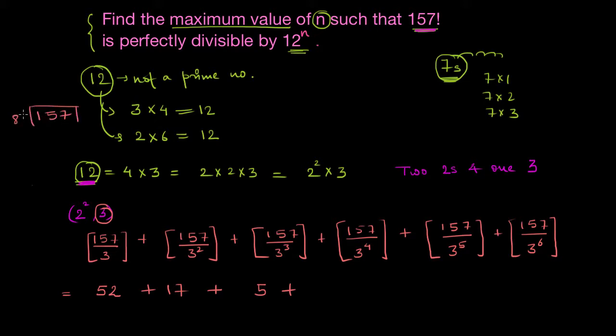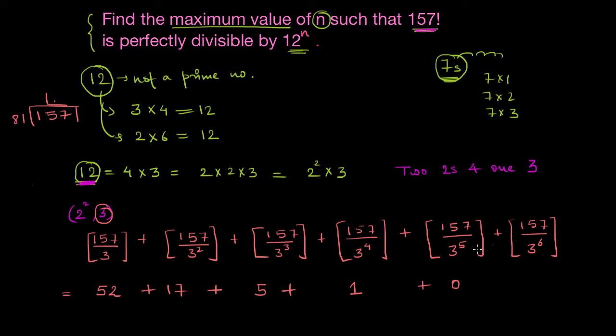157 divided by 81. If I take 2, this will be 162, so I cannot take that. So this value will be 1 point something, and the greatest integer will be 1 itself. If I reach 3 to the power 5, it is greater than 157. So this greatest integer will be 0, because this value will be some 0 point something, and the greatest integer of this value will be 0.